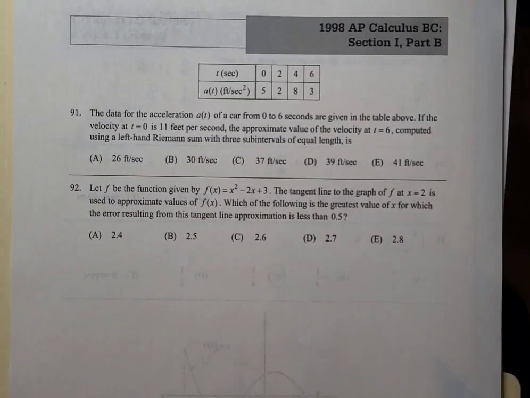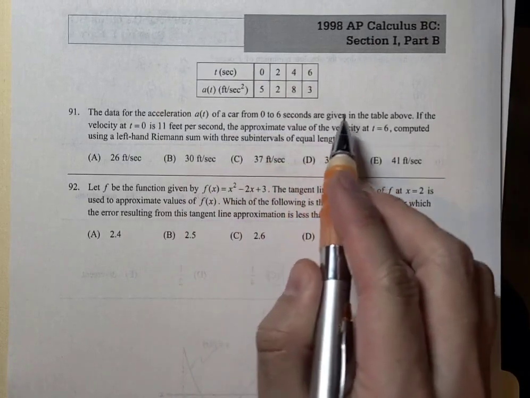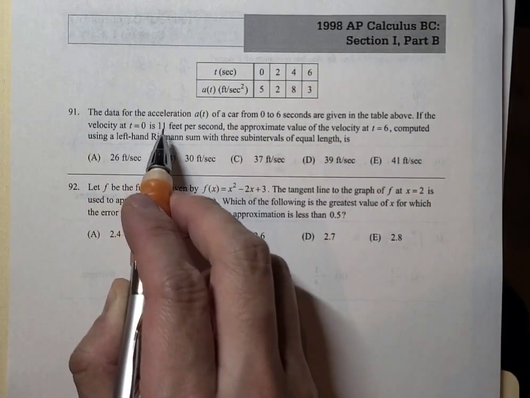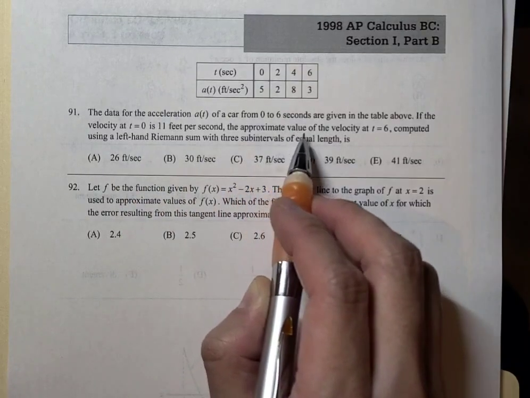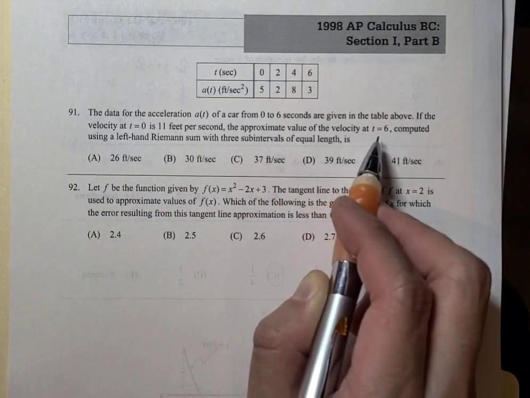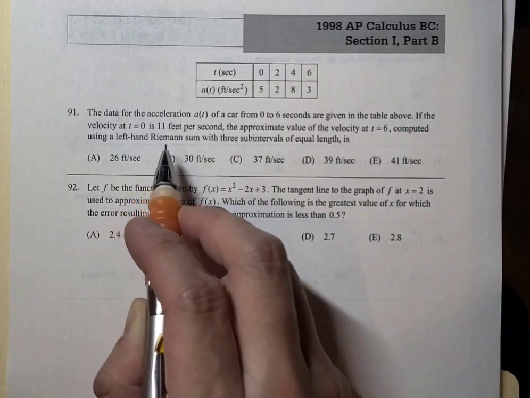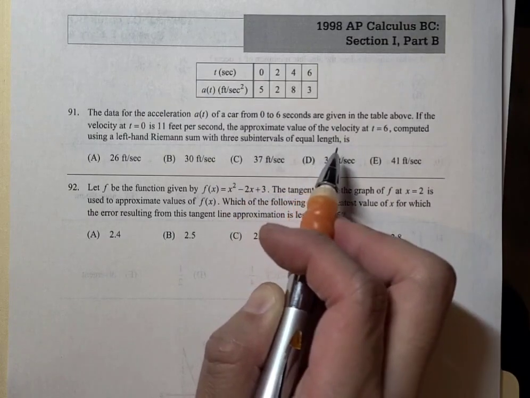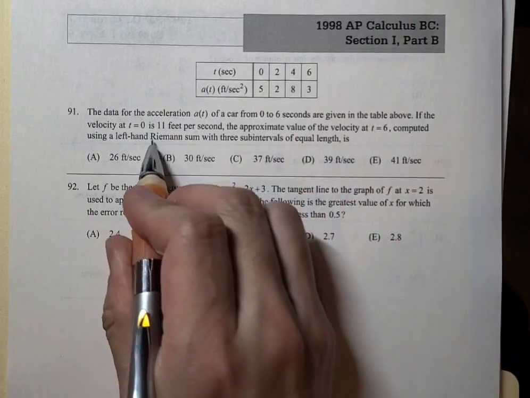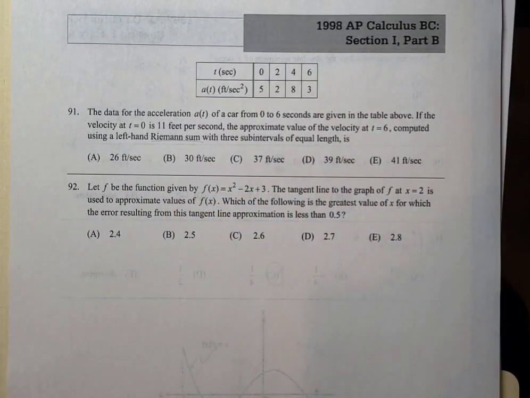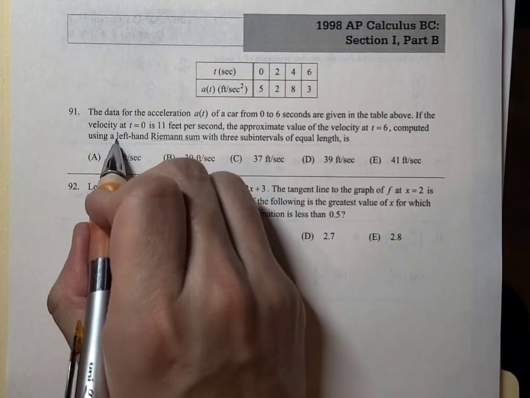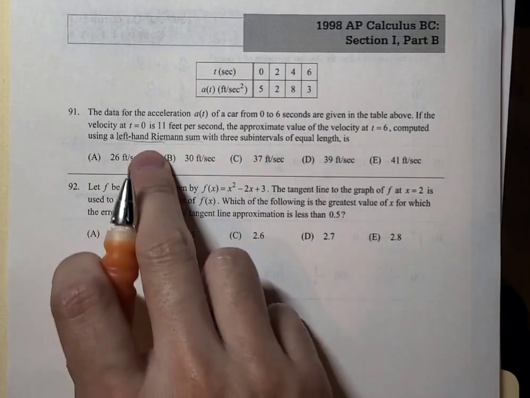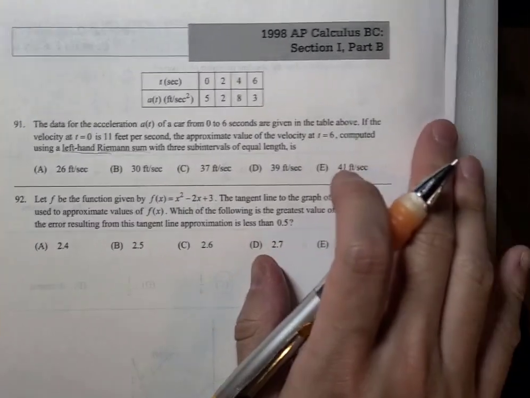Data for the acceleration of a car from 0 to 6 are given in the table above. If the velocity at t equals 0 is 11 feet per second, the approximate value of the velocity at t equals 6, computed using a left-hand Riemann sum with 3 subintervals of equal length, is... okay, so when it says Riemann sum, that immediately should tell you we need to integrate. It even says left-hand Riemann sum, and we're just approximating the integral with rectangles. That's what a Riemann sum is, remember?